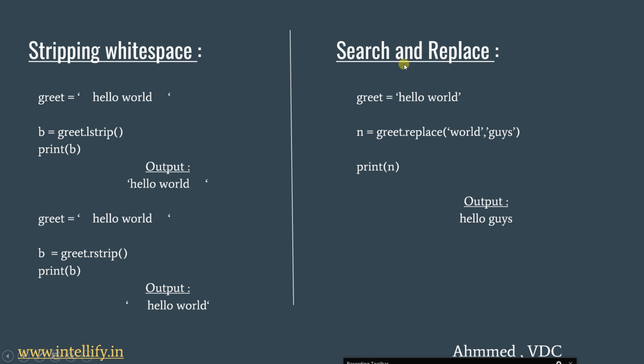and another method is search and replace. This is the example of the replace method. The replace method is used to replace the word with guys. Here the output gives like this.